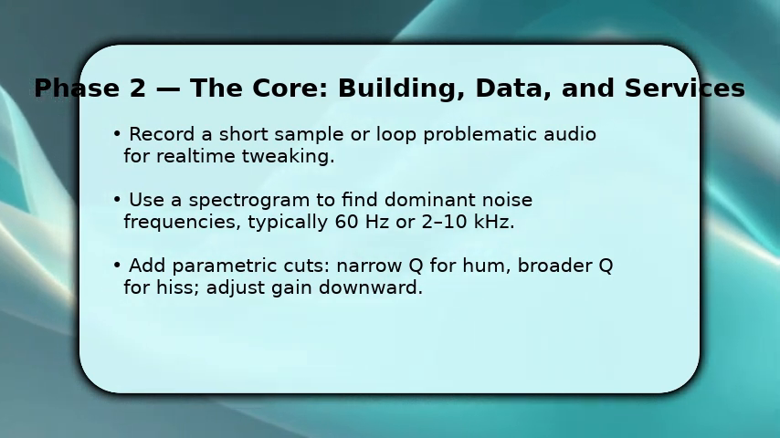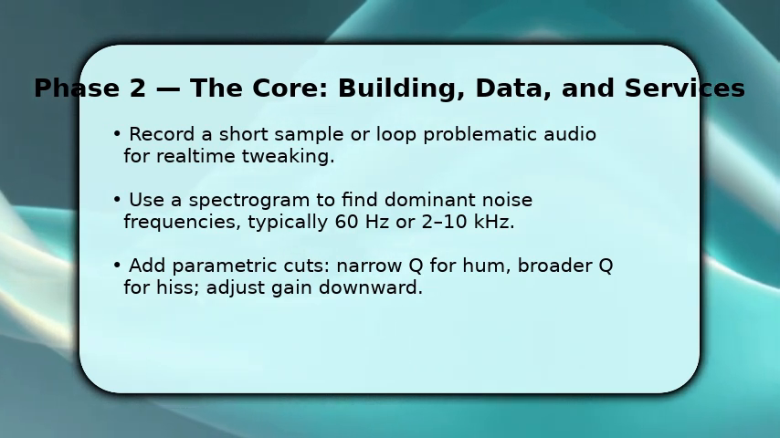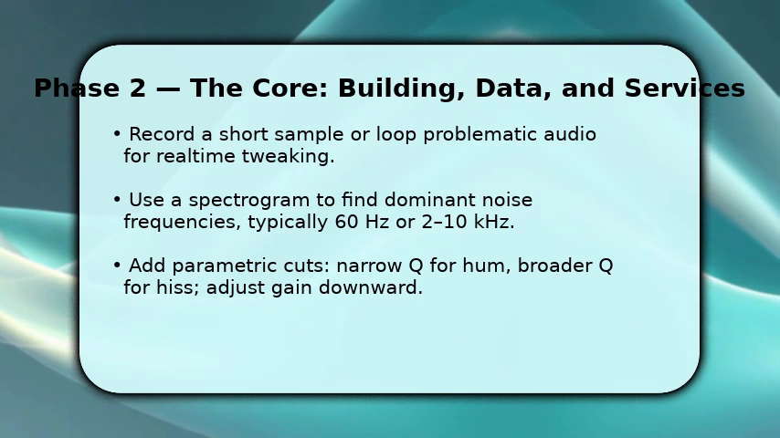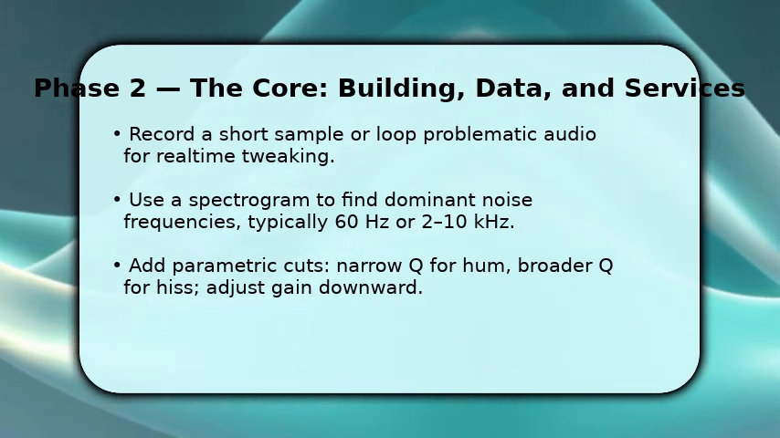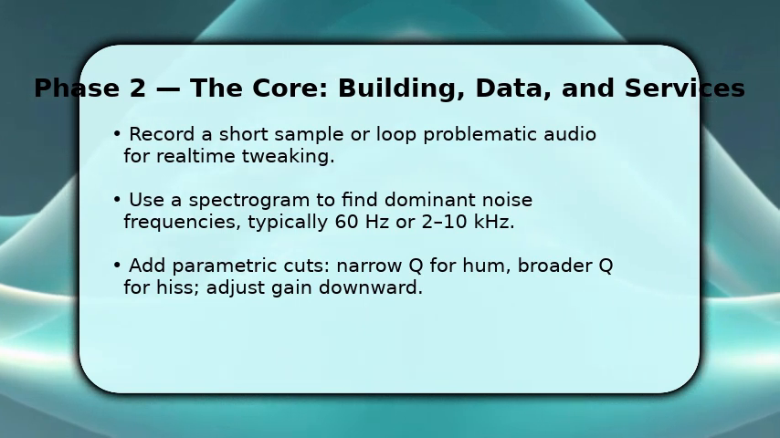For broadband hiss, add a wider filter with gentler attenuation across 2 to 10 kHz and use multiple overlapping bands if needed. Make small adjustments. Listen and bypass filters to judge impact. Tweak Q and gain iteratively.